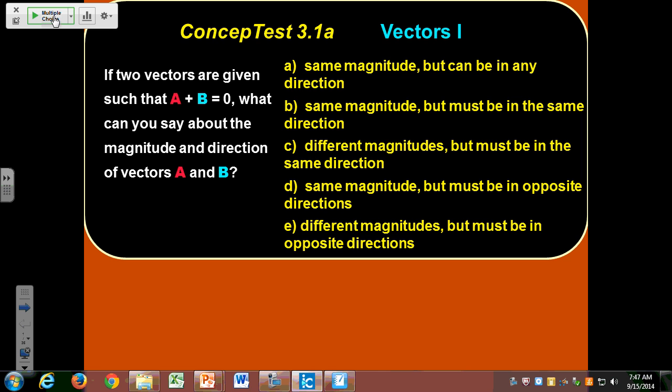All right, so I have two vectors that are given such that the vector sum a plus b is equal to 0. What can you say about the magnitude and direction of the vectors a and b? So the vector sum of a plus b is equal to 0.